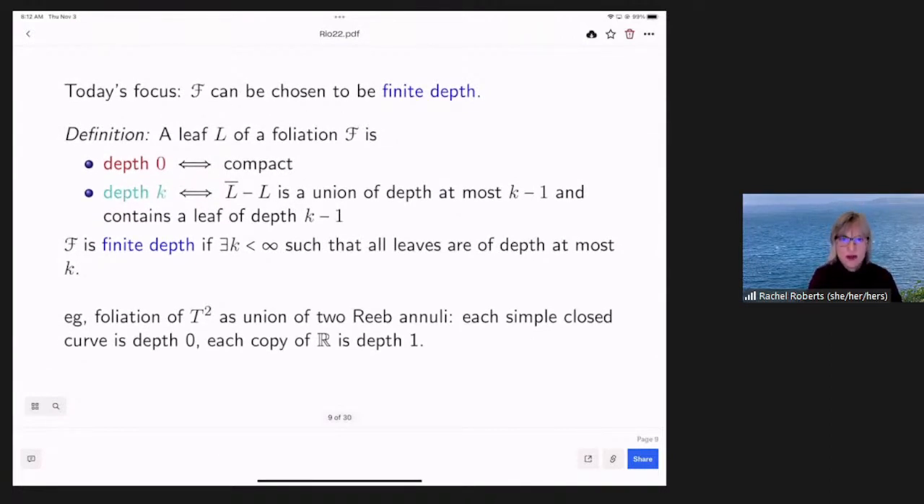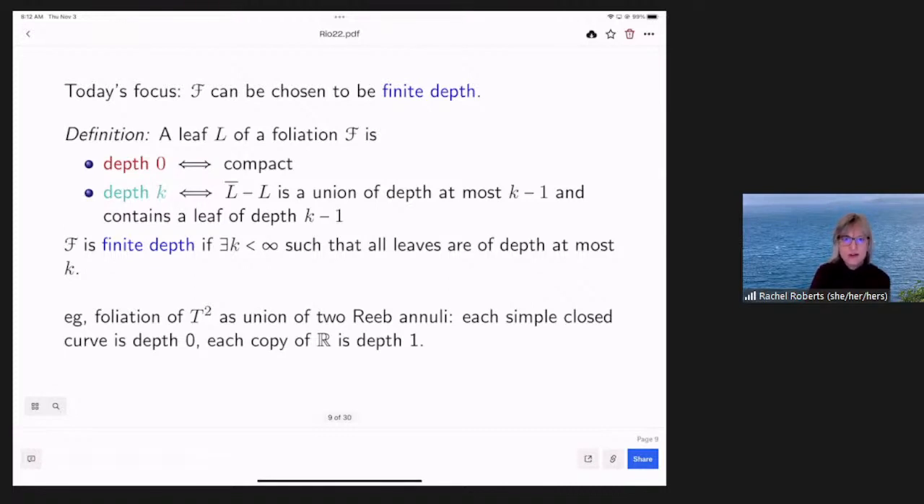So I can think of a foliation as finite depth. Well, let's think about the leaves of the foliation. A leaf is depth 0 just means that it's compact. And it's depth k if you look at its closure minus L, and you just see a union of leaves that are of depth at most k minus 1, and contains a leaf that is depth k minus 1. And it's finite depth if there's some k so that all leaves are of depth at most k.